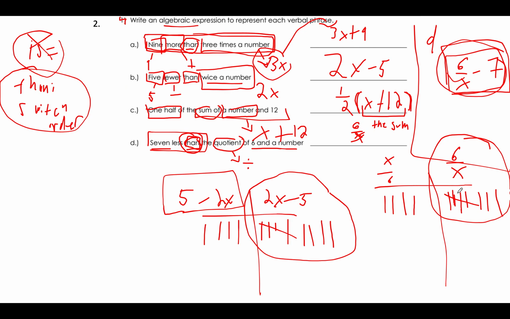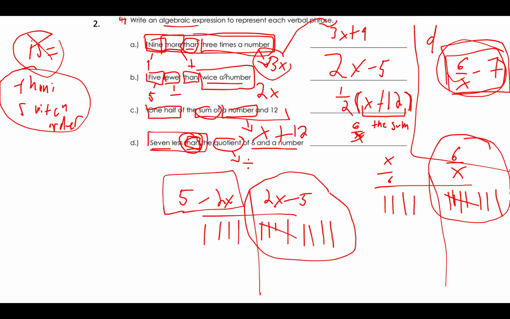For number 2, we have the exact same thing. We're writing algebraic expressions to represent each verbal phrase. So for A, we have 9 more than 3 times a number. So that means we have than, which is going to be our switch word. We have more, which is addition, and 3 times a number is 3x, so that's going to be 3x plus 9.